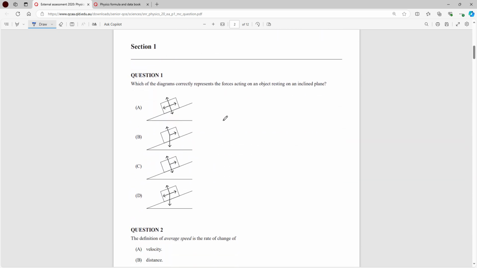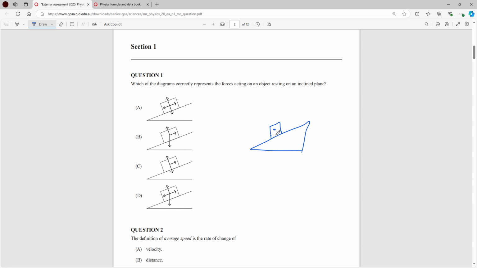So, question 1. This one I actually got wrong at first, and I realized my mistake. Which of the diagrams correctly represents the forces acting on an object resting on an inclined plane? Here we're given 4 different diagrams. With the inclined plane, to work out which ones are incorrect straight away, you've got to see if they all have a force due to gravity.